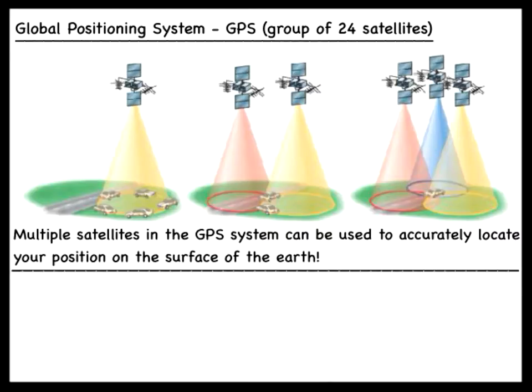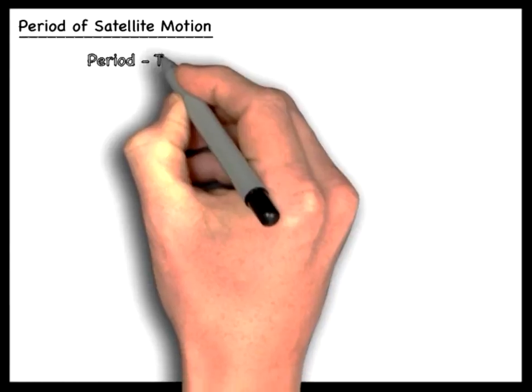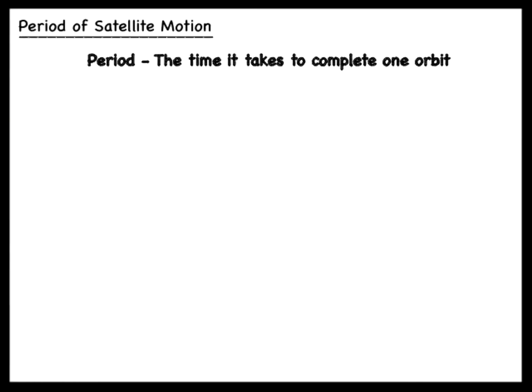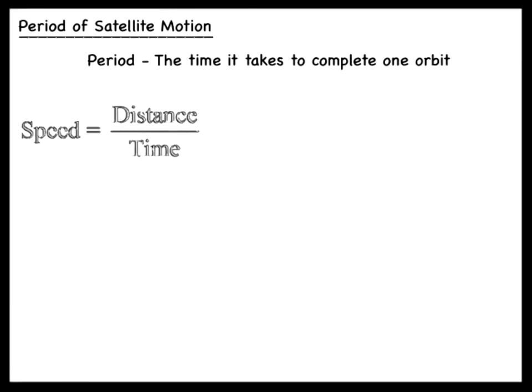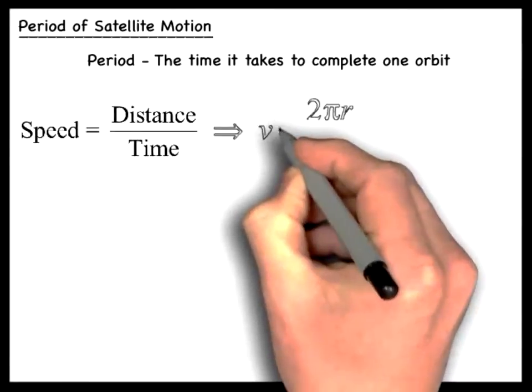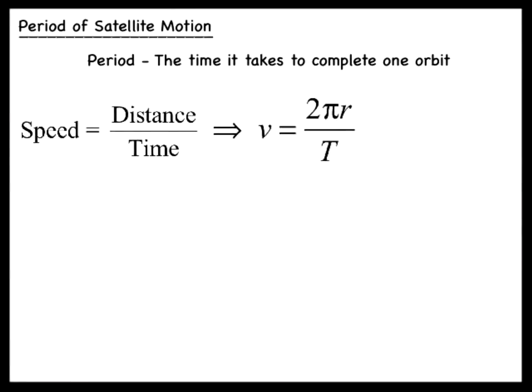We can talk about the period of satellite motion, which is just the time it takes for the satellite to complete one orbit. The speed of the satellite, which is equal to distance over time, can be written in terms of the period, where the distance for one period is equal to the circumference of the orbit, or 2 pi r. Therefore, the speed is equal to 2 pi r over T. We can substitute this result into the orbit equation we derived earlier and solve for the period.